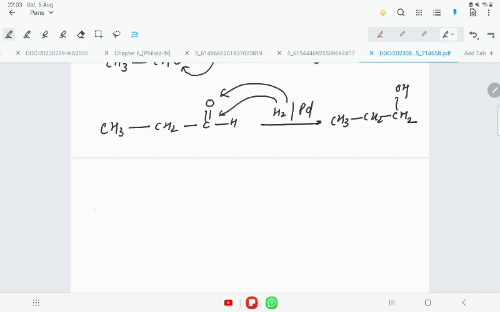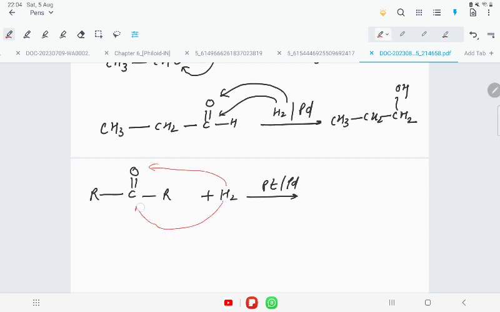Now if you take the ketone R, C double bond O, and here R, the same reagents you can take: Ni, Pt, Pd or anything. So here one hydrogen you send here, another hydrogen you send here. What is the product you are going to get? Here is R, this is CH, here is OH and here is R. So this is a 2 degree alcohol. This is the product.